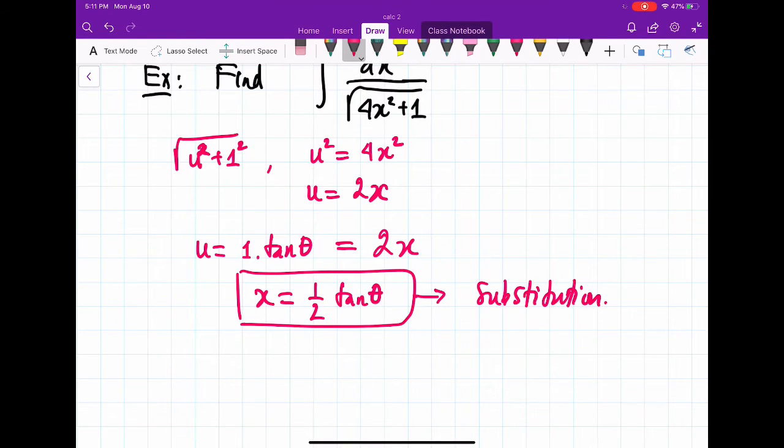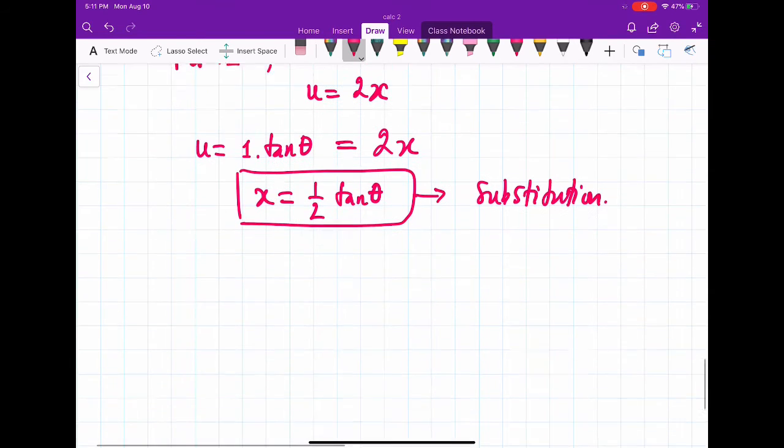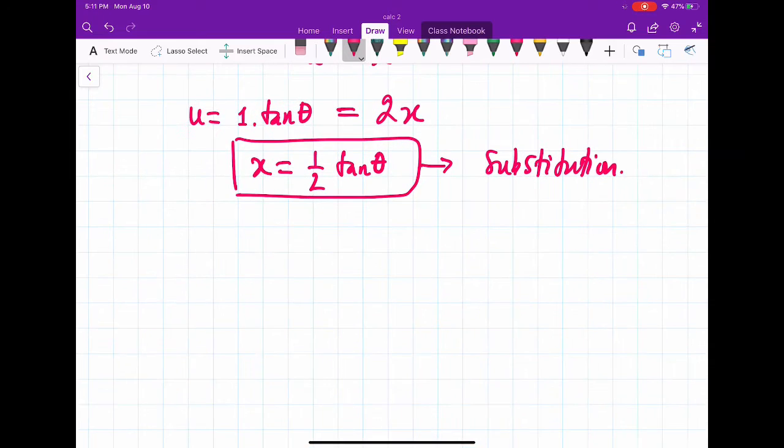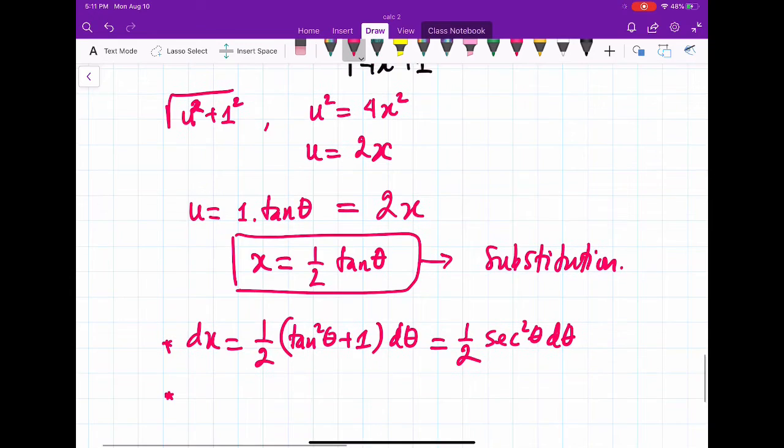You see, that's how we can decide the substitution, right? Now we just need to differentiate. And I have dx equal to 1 over 2 tangent squared theta plus 1 d theta, or sometimes you can write 1 over 2 secant squared theta d theta. And you can rewrite your integral.